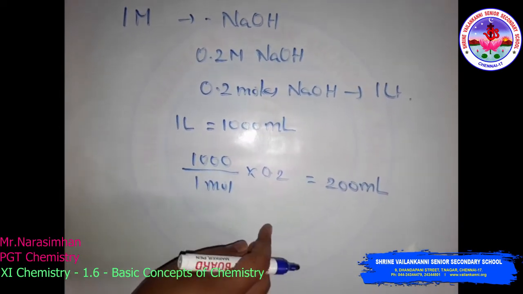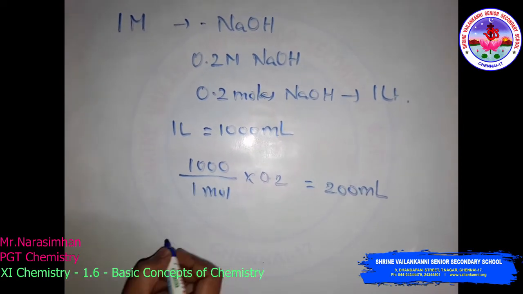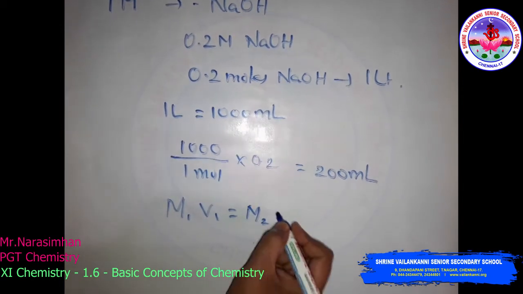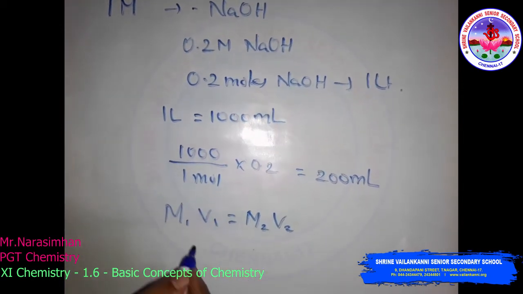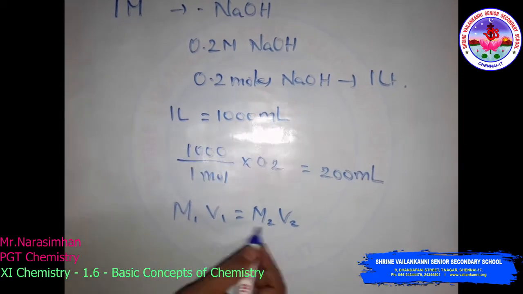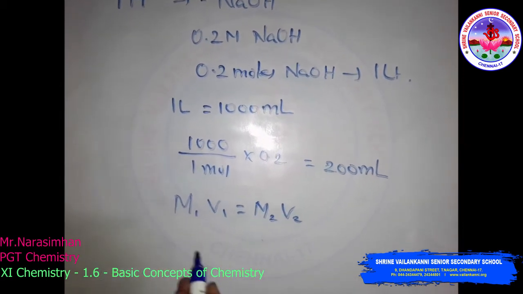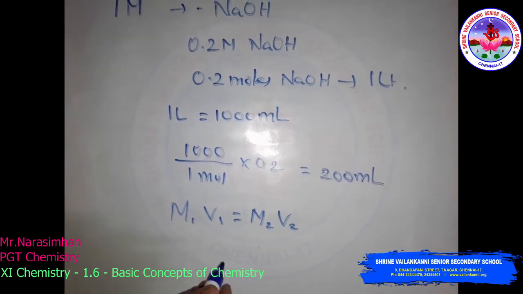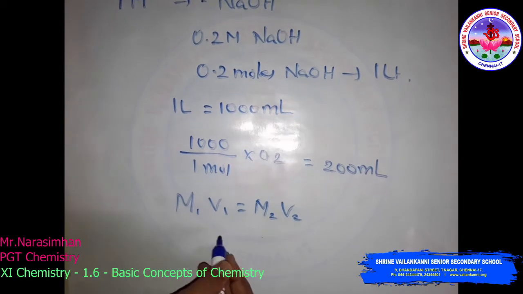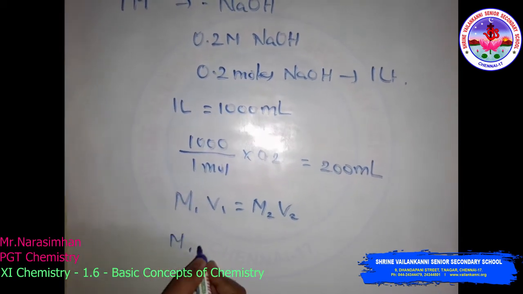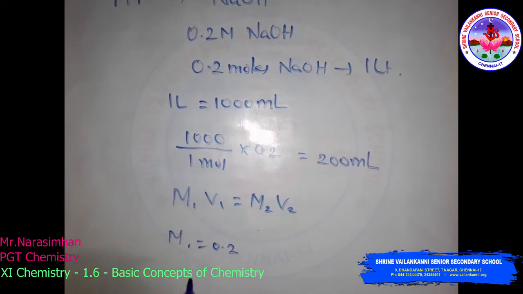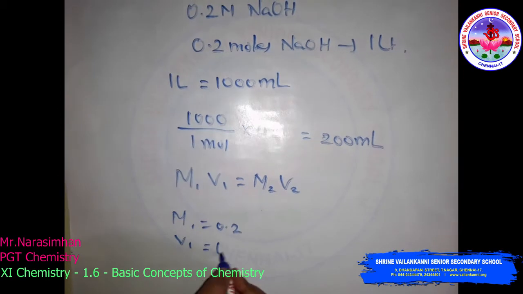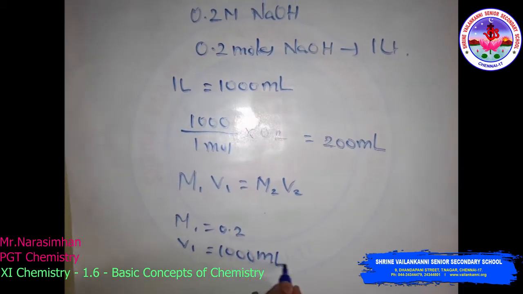to dilute to 1 liter. So the calculation, the general formula we usually use, is M1 V1 equals M2 V2. Here M and V are the molarity and the volume of the solution. So M1 is equal to what? M1 is equal to 0.2. That is what we want to prepare. V1 is 1000, generally 1 liter.